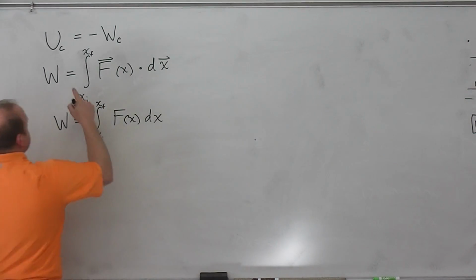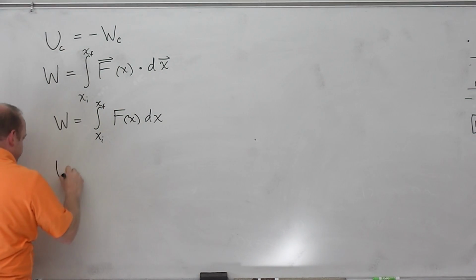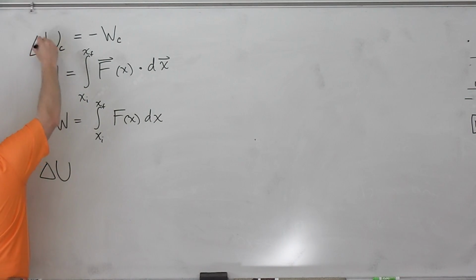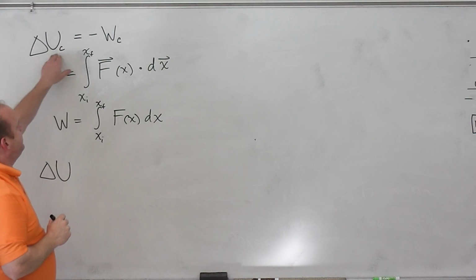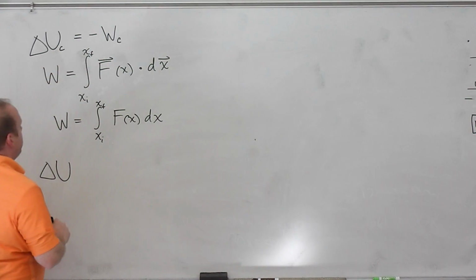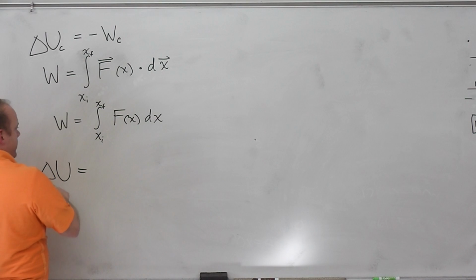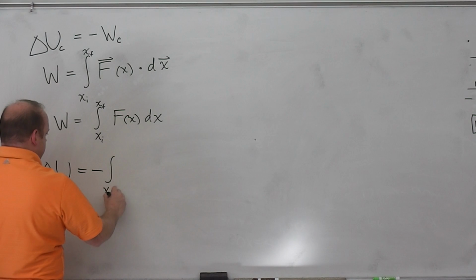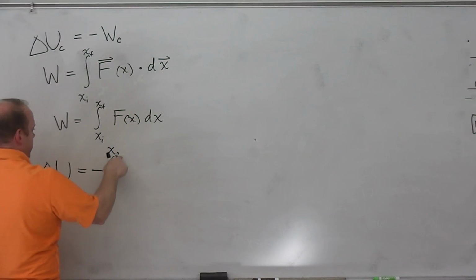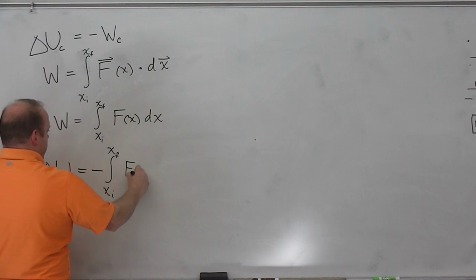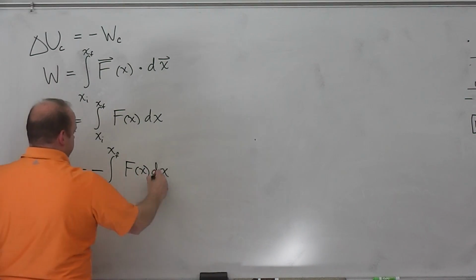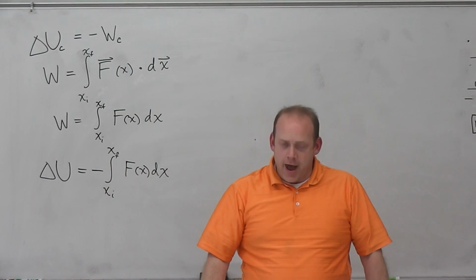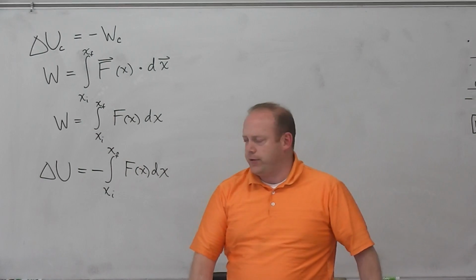So now, potential energy, which we said was negative the work, really the change in potential energy in this case, I should put a delta there as well. The change in potential energy is negative the work done by that force. The change in potential energy will equal negative the integral from your starting point to your ending point of f of x dx. It's all well and good. Let's take a look at a specific example on how we do that.